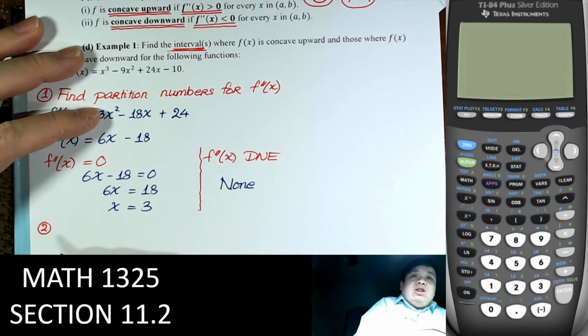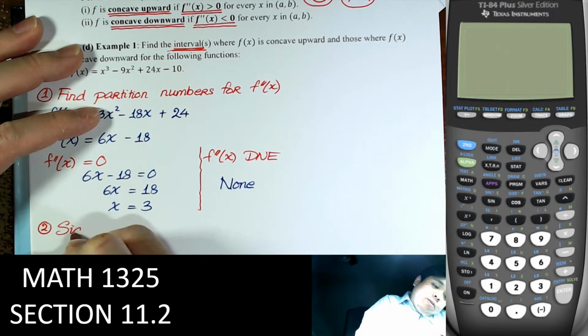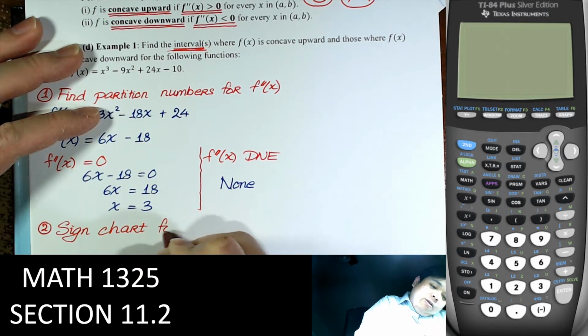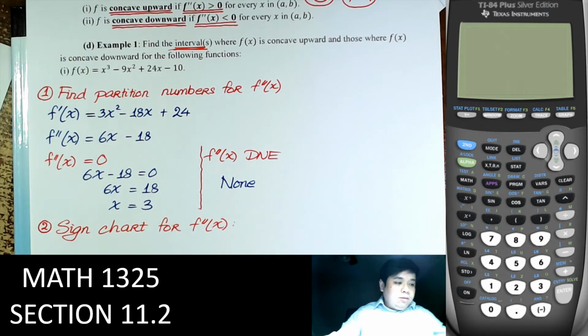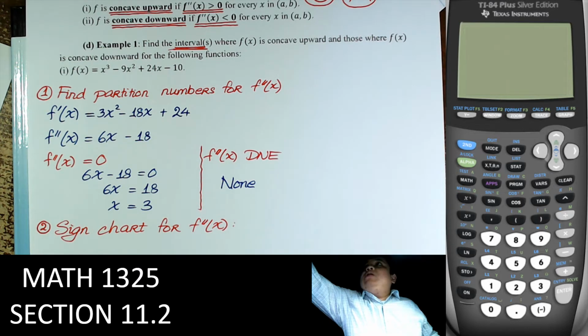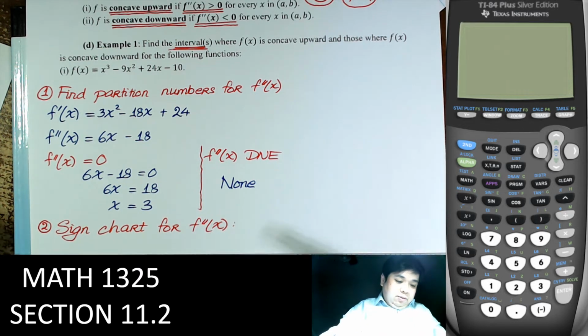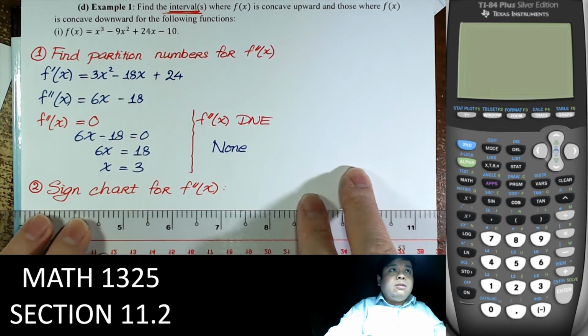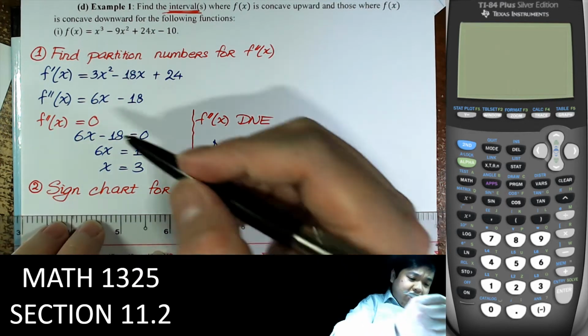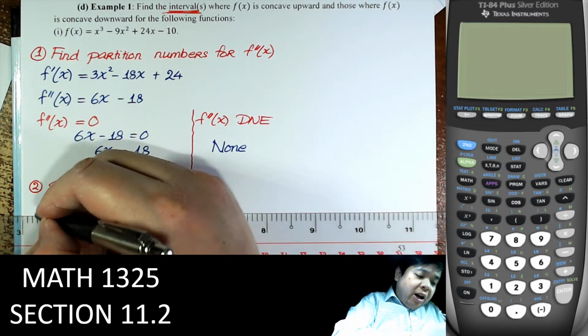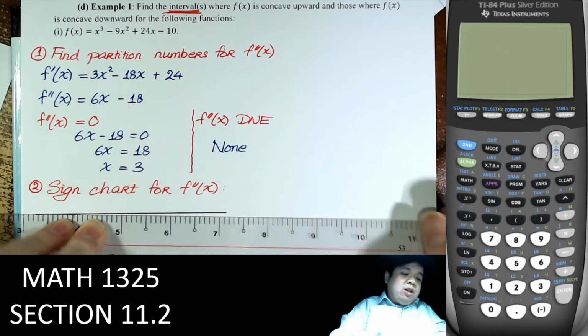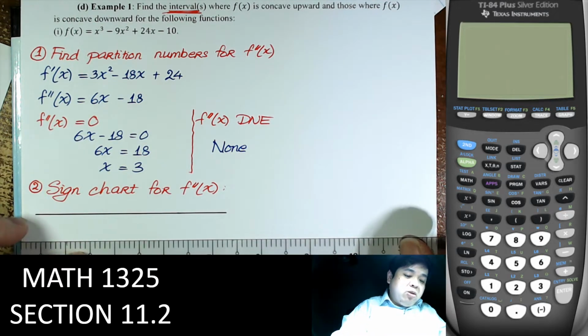Next we find the sign chart for the second derivative. Again, the sign chart. This is pretty much like what we did in the previous section, except we use the second derivative instead of the first derivative.